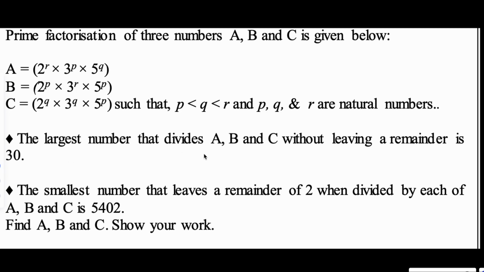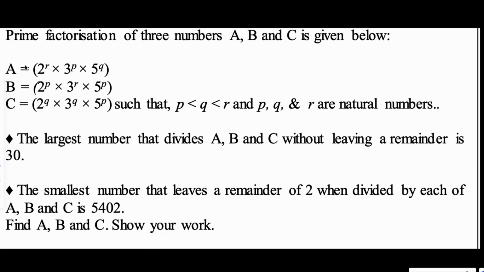Second point is given here. The largest number that divides A, B and C without leaving the remainder is 30. The smallest number that leaves a remainder of 2 when divided by each of A, B, C is 5402. Find A, B and C, show your work.